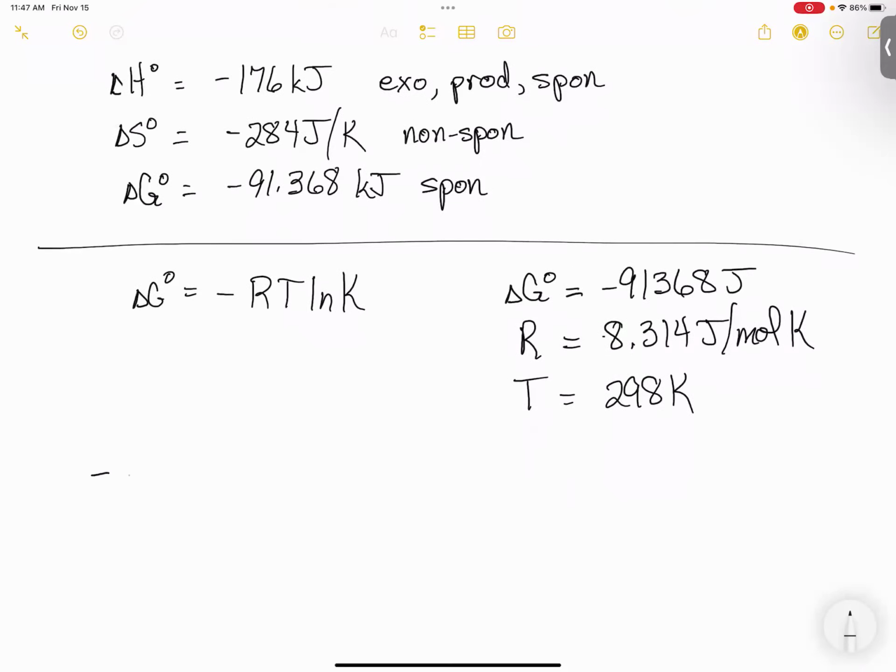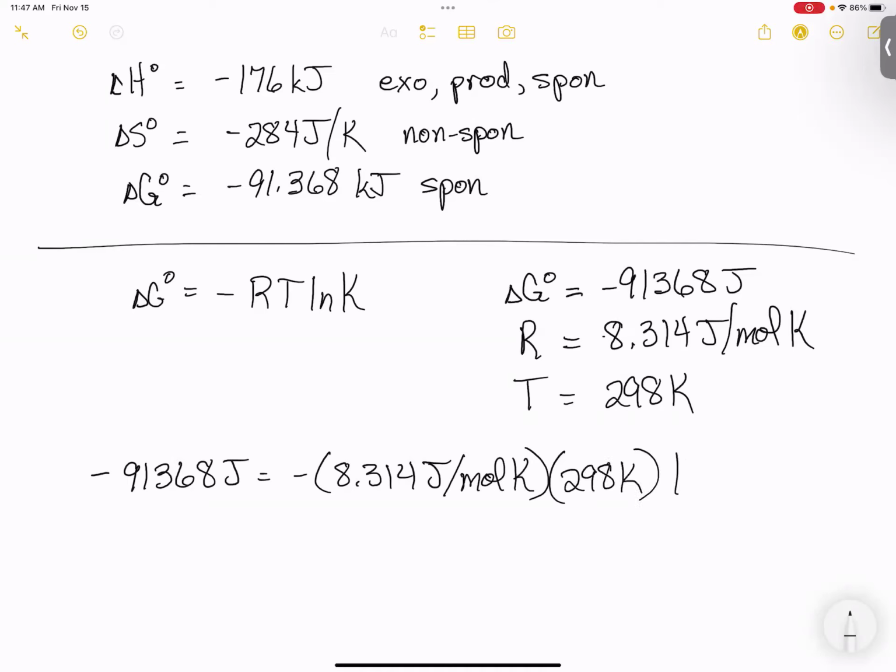So using our information for the reaction of hydrochloric acid with ammonia to form ammonium chloride, we would have a negative 91,368 joules is equal to a negative 8.314 joules per mole Kelvin times the temperature in Kelvin of 298 Kelvin times the natural log of K. The natural log of K, when you complete the first portion of this calculation, comes out to be equal to 36.878.